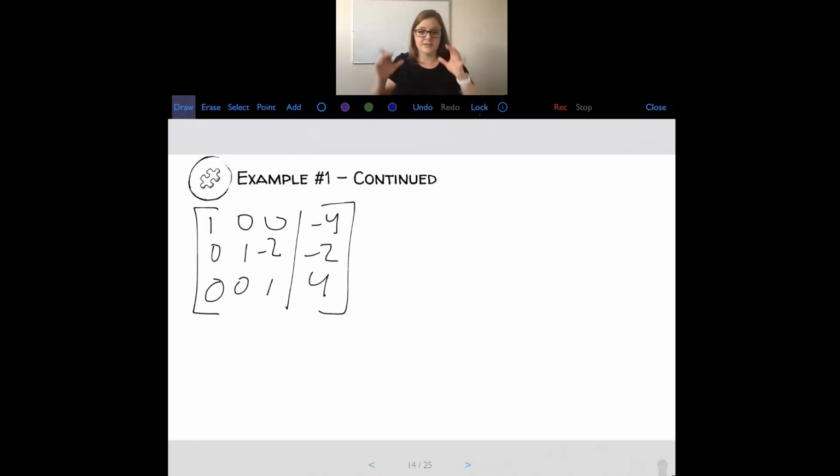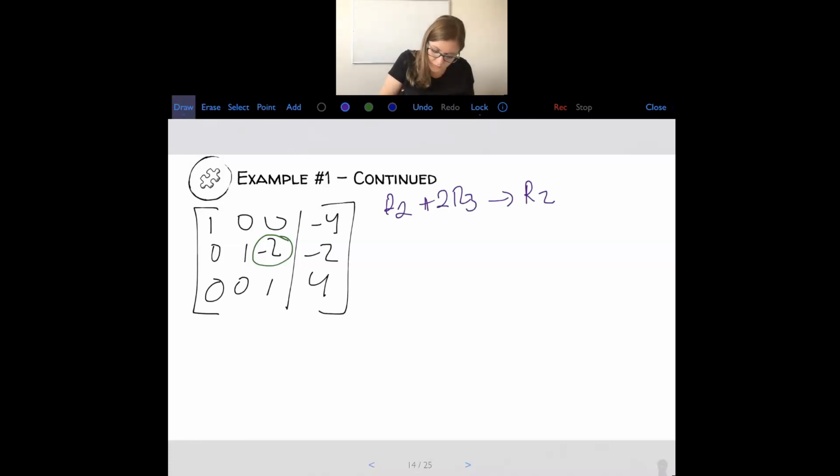Notice this matrix is actually what's called row echelon form. It's not yet in reduced row echelon form. To get it there, this negative 2 would need to be a 0, and then we'll have it in reduced row echelon form. So let's practice that. We are going to take row 2 plus 2 times row 3, and that's going to give me my new row 2. Row 2 is 0, 1, -2, -2, and 2 times row 3 is 0, 0, 2, and 8. I add this together.